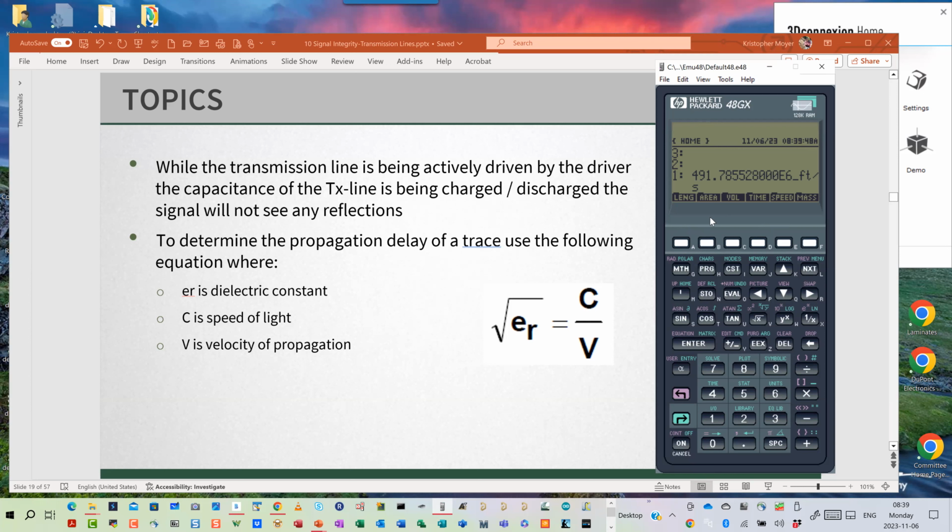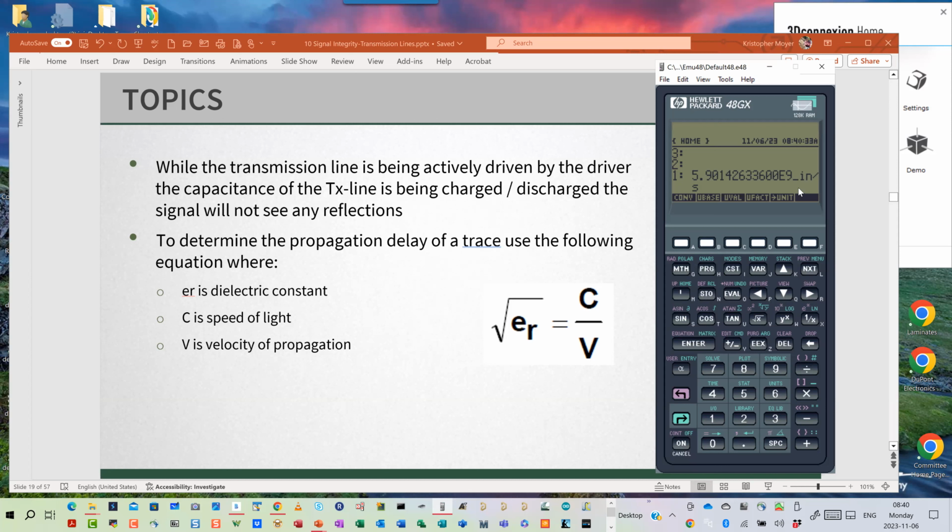Okay. So, and what I'm going to do is I'm going to go 1 inch, and I'm going to go we got inches per second, and I got this cool little feature right here, and I get 5.901426 blah blah blah inches per second. So I get about 6 billion inches per second, right?